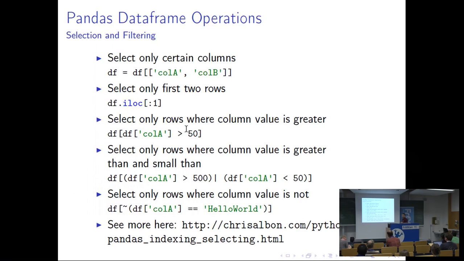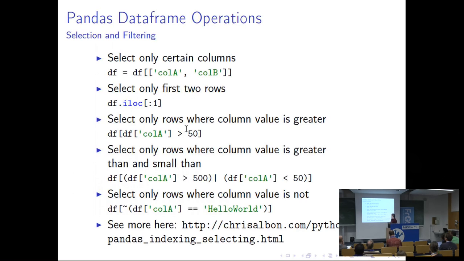Okay. Then I could say I only want the first two rows. We have some Pythonic way of selecting, because I'm simply saying everything up to the first row. Just keep in mind the really first row in the file is addressed by a zero. I can select only rows where some column value is greater than some other value. Like here, for example, I want to have in my data frame only those elements where column A exceeds 50.